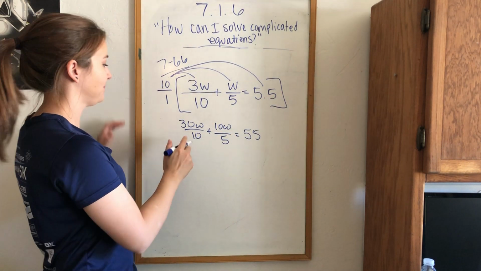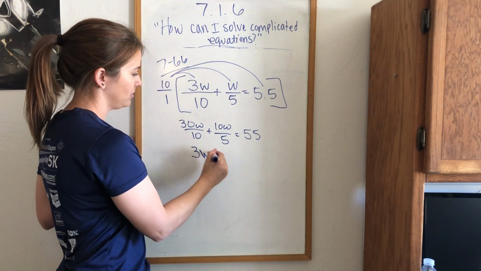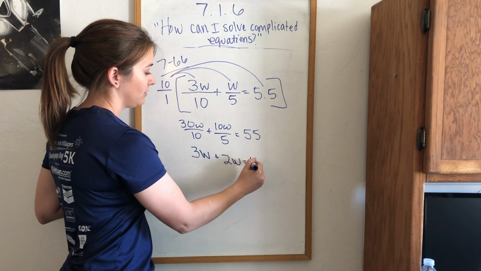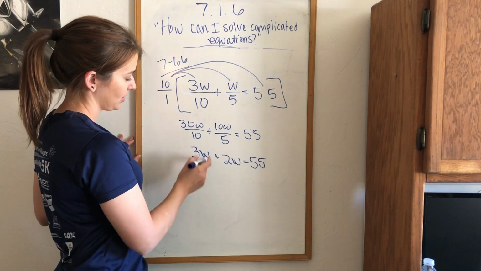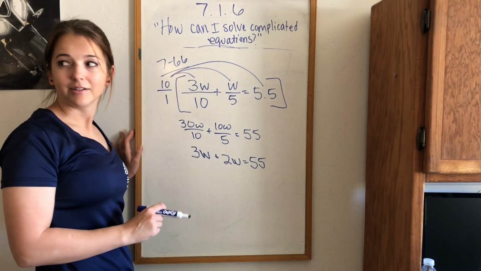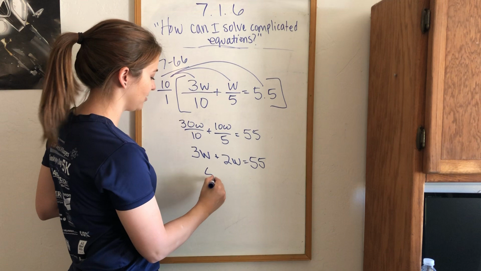Jeez. Okay. 30 divided by 10 is 3. Keep the W. 10 divided by 5 is 2. Keep the W. Equals 55. 3W plus 2W is what? Dad, what's 3W plus 2W? 5W. Thank you.